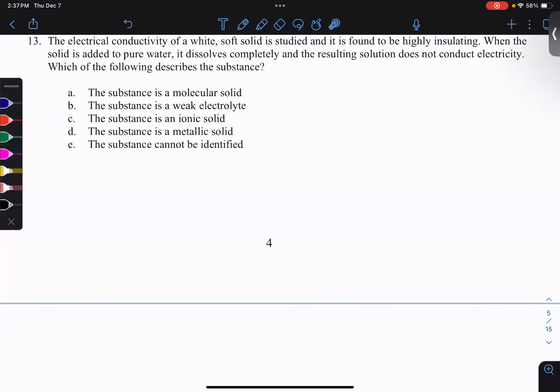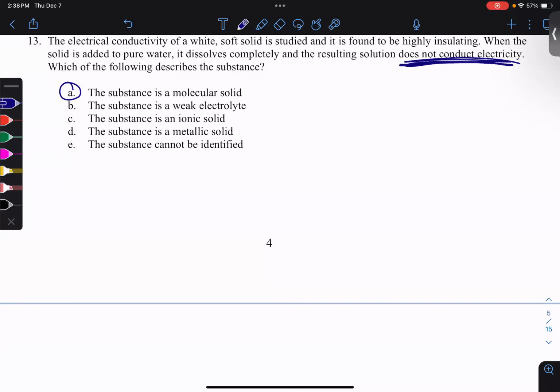What is it? Yes, it's a solid. What kind of solid? It is not ionic, because if you dissolve it in water and it does not conduct electricity, it means that there are no ions present. And if there's no ions, it cannot be ionic. So this must be a molecular solid.